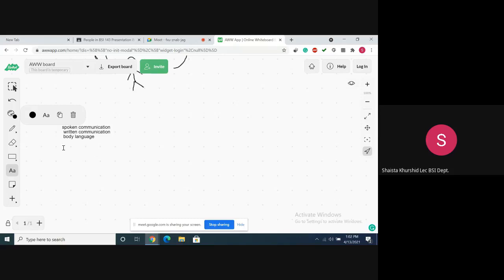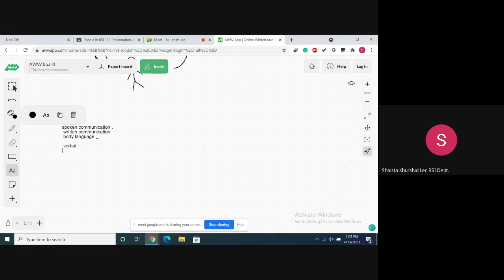But when we squeeze these three types of communication, we can have two major types. You see, spoken communication and written communication are those where we use words. In the spoken, we utter those words, and in the written, we write those words. So when we communicate our idea through speaking, it is spoken communication. When we communicate our idea through writing, that is called written communication. But both of them use words, so we can say both of them are verbal communication.